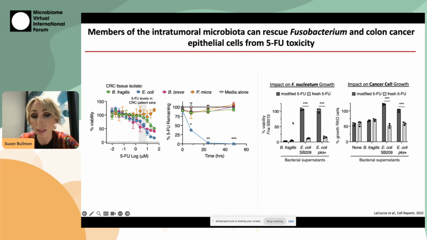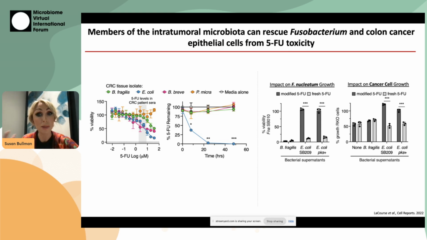What you can see here in these bar plots is that Bacteroides fragilis had no impact. The spent media had no impact on rescuing Fusobacterium. Again, as we can see with our mass spectrometry analysis, B. fragilis was not metabolizing 5-fluorouracil. But for the E. coli strains that were co-cultured with 5-fluorouracil, the spent media no longer inhibited Fusobacterium nucleatum's growth. There was no 5-FU detected after 24 hours in co-culture. We also did this experiment with cancer epithelial cells, and again, we saw that these RKO colon cancer epithelial cells could be rescued from 5-FU toxicity if E. coli was co-cultured with 5-fluorouracil. Again, this is spent media that we are exposing Fusobacterium nucleatum and the colon cancer cells to.